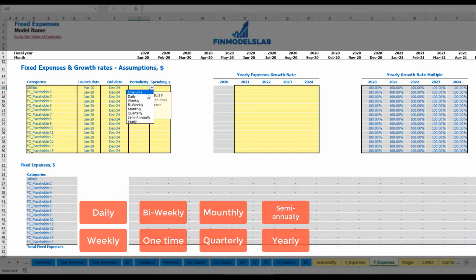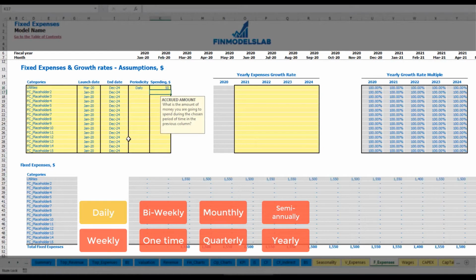Let's pretend periodicity will be daily with an amount of $50 per day. So you may see these amounts in here. It is calculated based on the count of days within this month. So obviously in March 20 you have 31 days. That's why you will have 1550. In April you have 30 days. This means this will be $1500.